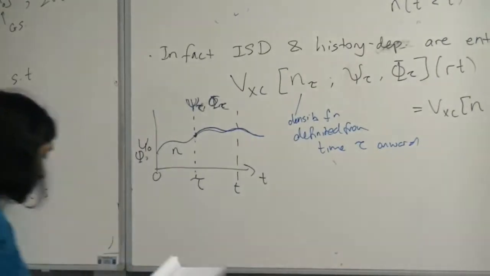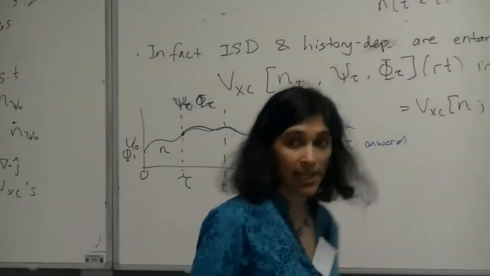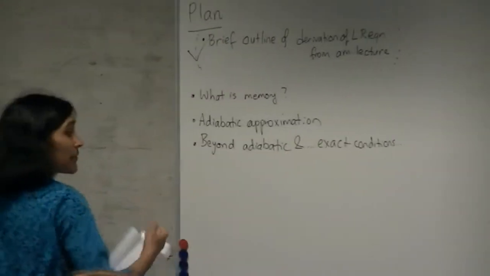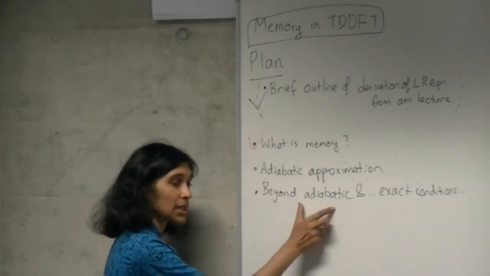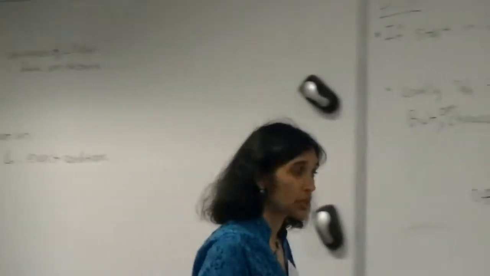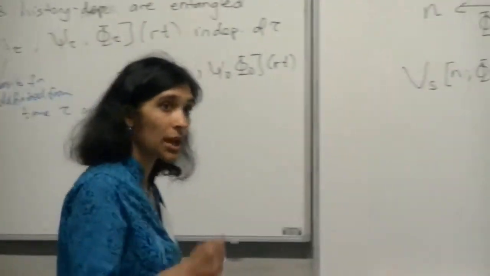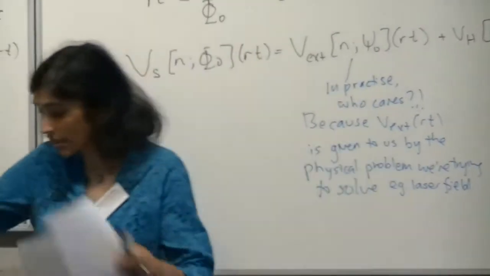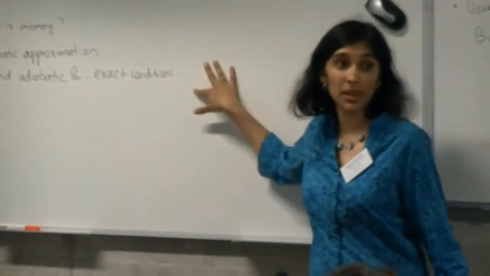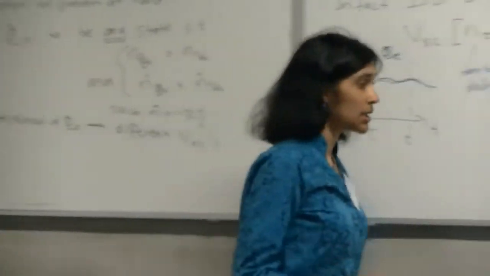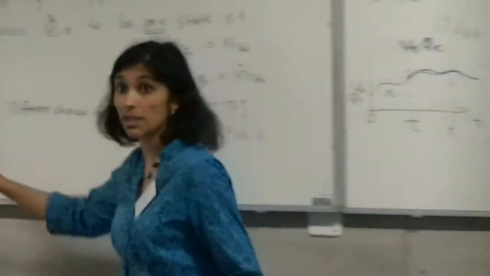Okay, good. So this is what I want to say about formal aspects of memory. However, I'm going to come back to some other formal aspects of memory when I tell you about some attempts to go beyond the event approximation. There are some other exact conditions, which are particularly important in the numerical implications of violation, that are violated by these. Those are exact conditions particular to the time-dependent case, and they also indicate memory in the exact functional. So for now we put this aside.